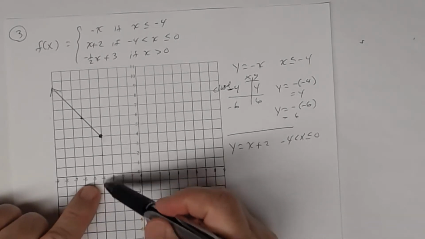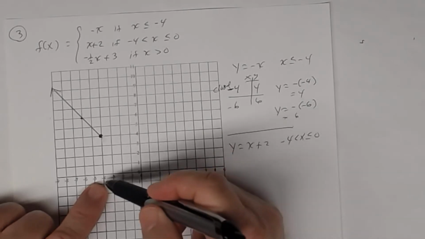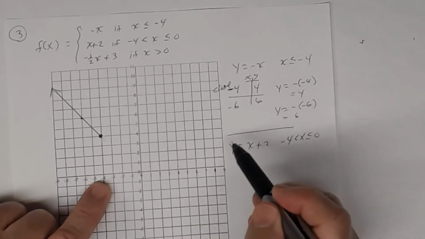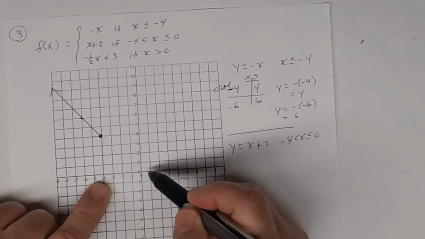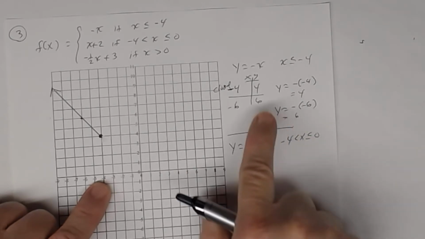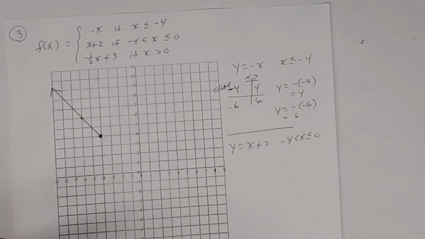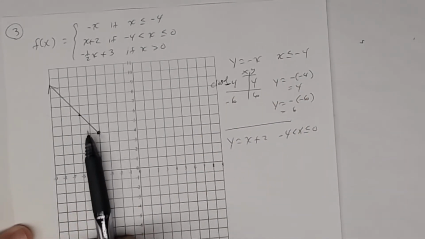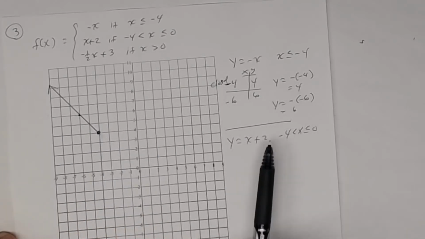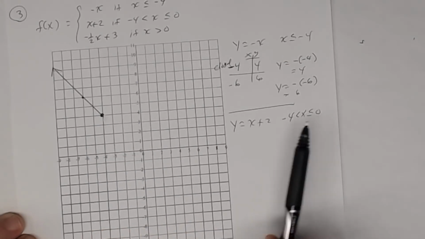So my domain is only from negative 4 to 0. From here to here, this is 0. So this graph is only going to be between negative 4 and 0. See right here? The graph of the previous piece was from negative infinity to negative 4. That's where your graph was. This graph is going to be from negative 4 to 0. That's what it says, negative 4 to 0.